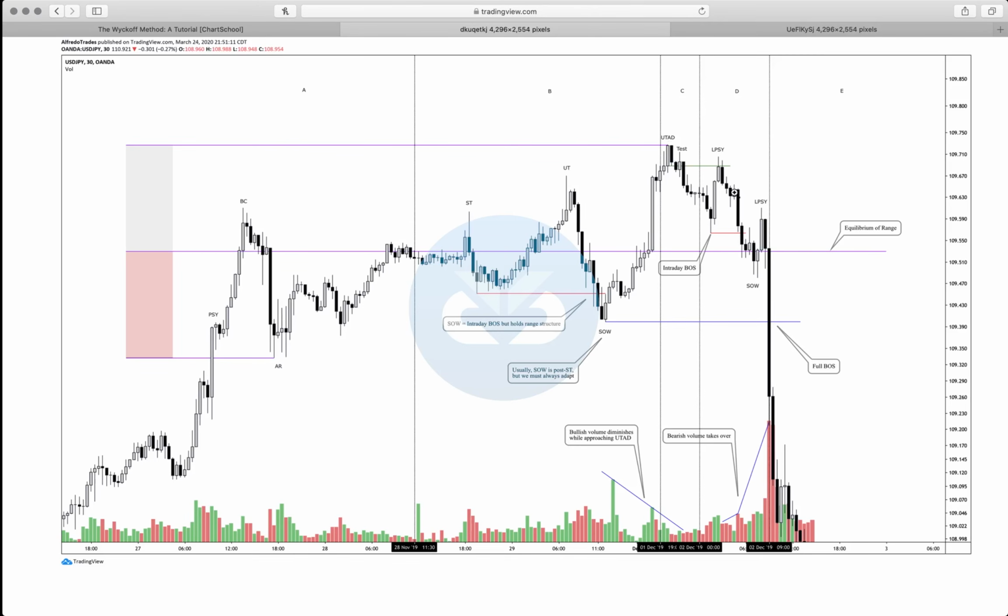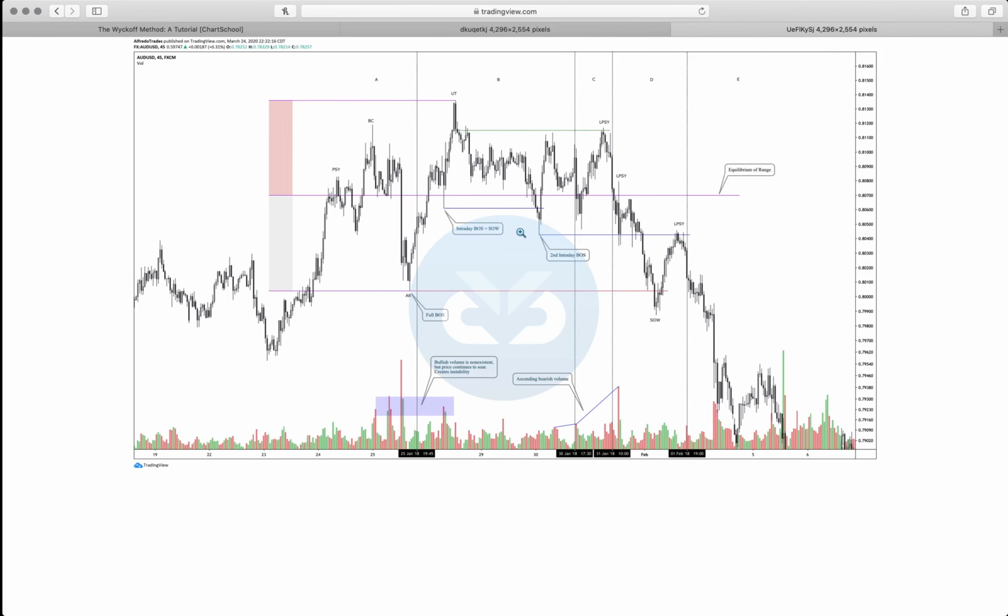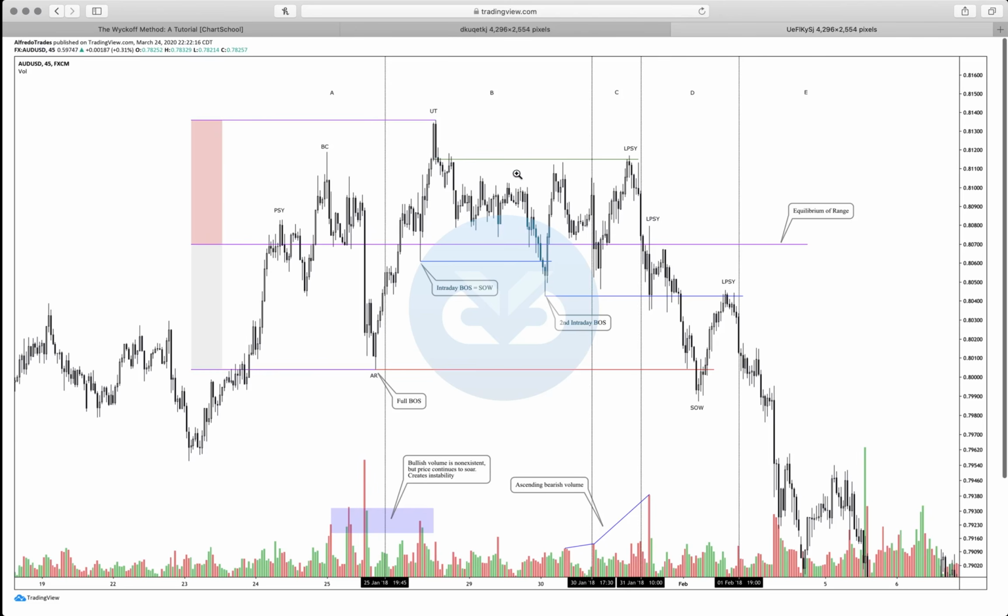So as you can see, post final LPSY, right, SOW, and then now this is your full break of structure, and that is now your full-on downtrend starting. All right, so that's schematic 1. This is now your schematic 2, right?